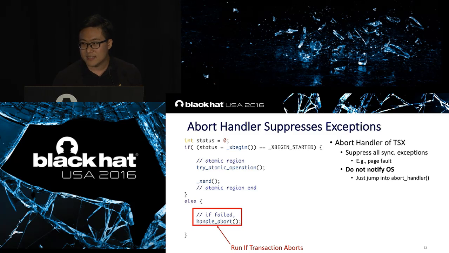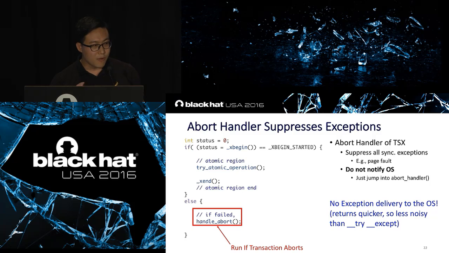In the case of try except, the processor generates an exception and it goes to the operating system, then it gets back to the user code. However, with TSX, the processor directly calls the abort handler. So there will be no exception delivery to the operating system. It returns quicker and does not suffer noise from the operating system.